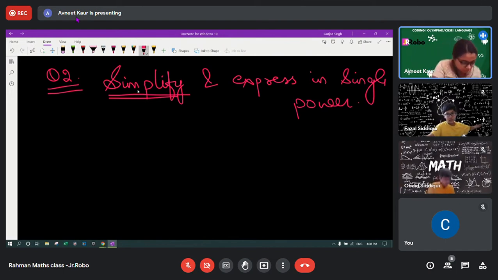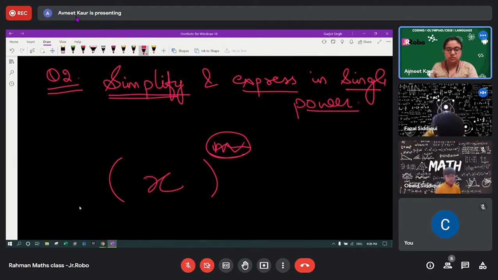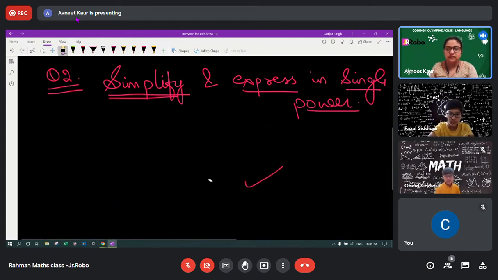So the question is, simplify means you have to solve it and express in single power. So basically in the end your answer should come like this with some power. I don't know what the power is, let it be m, and the base be, suppose, x. So this is the way you have to simplify it. Let's take one example of it.